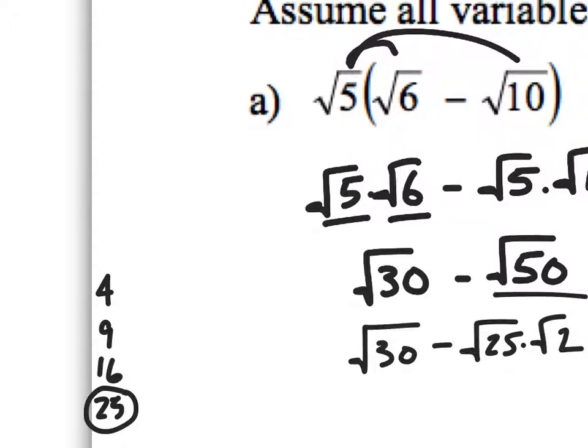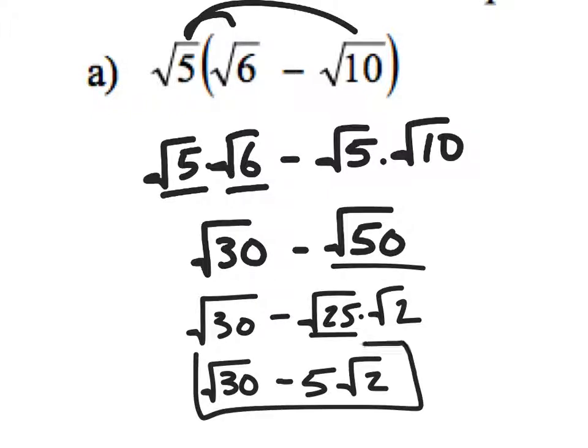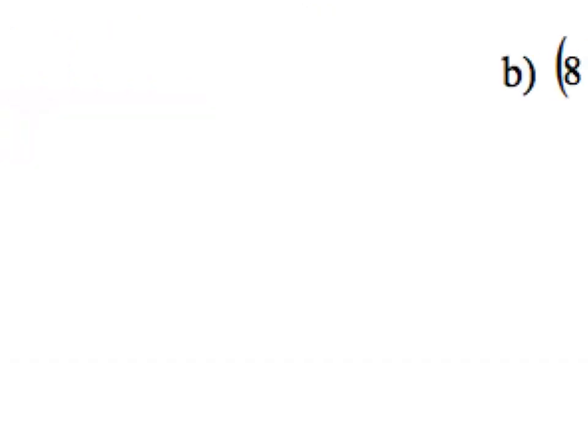All right, and so what we end up getting here as a final answer is the square root of 30 minus square root of 25 is going to give me 5, and then times the square root of 2. All right, and that's that. Okay, that's my answer. So you want to simplify it as much as you can, but if you don't have like radicals, then you don't have like radicals, and that's okay.